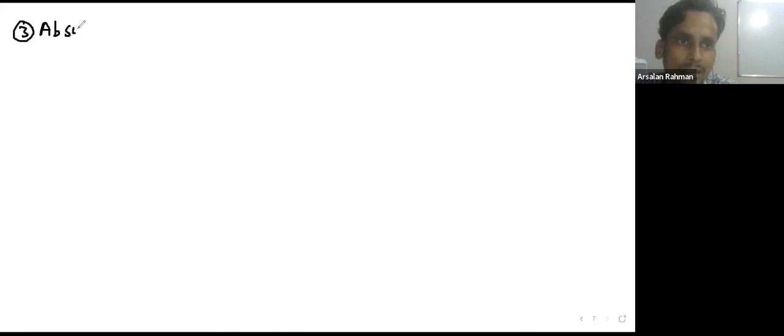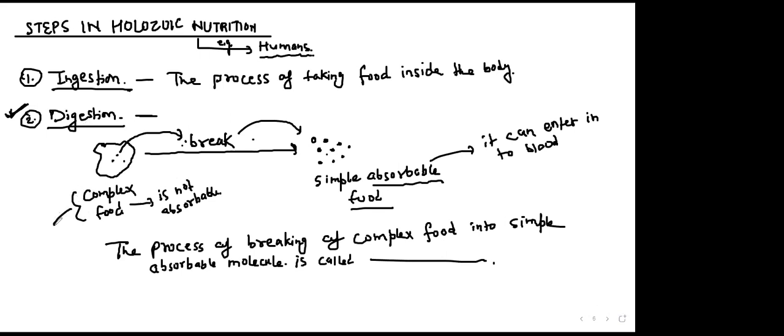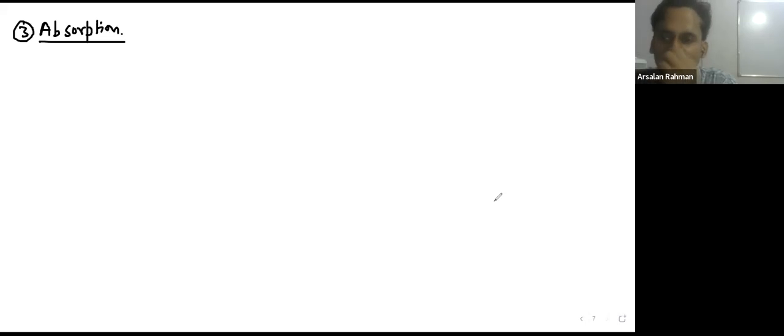What is absorption? Acha, what is food basically? Food is basically also a molecule, na beta. This complex food is basically organic molecule made up of carbon. Yes or no? Everything is made up of atom, even living system, even food. Okay. So what is absorption? The simple absorbable food will enter into blood. This process is called absorption.